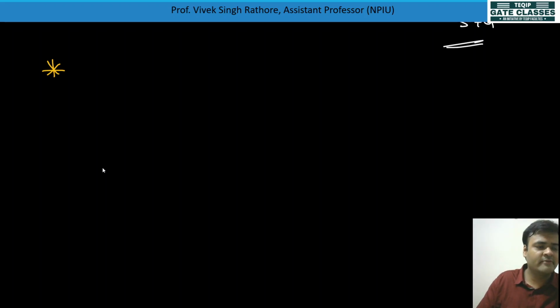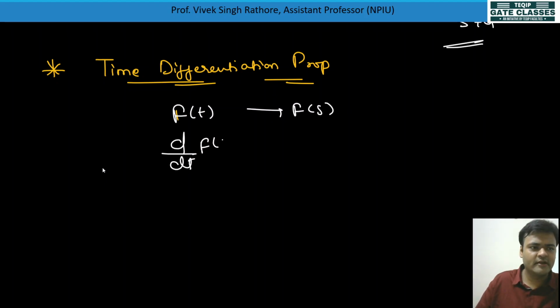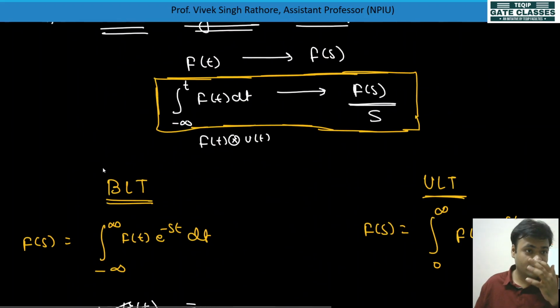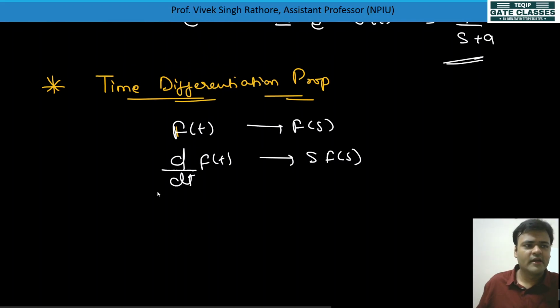So now you can understand that we have seen the time integration property. We'll also see the time differentiation property. I think we have seen it just now, okay, no problem. The time differentiation property says that if f of t has Laplace transform F of s, then d by dt of f of t will be s into F of s.